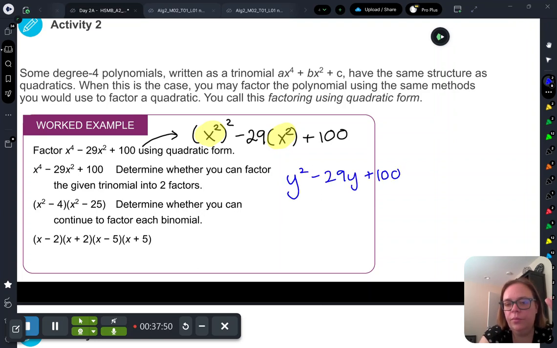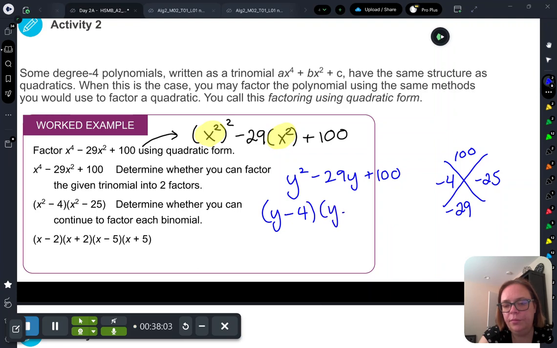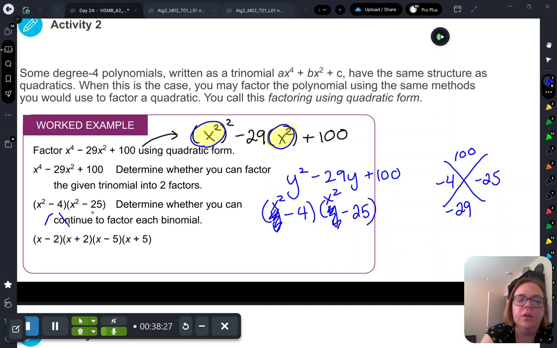Two numbers that multiply to make 100 and add to make negative 29 are negative 4 and negative 25. And then you replace the y. You put the x squared back. The y was representing the x squared that was there. And then they did difference of squares to factor a little bit further, and then they were done.